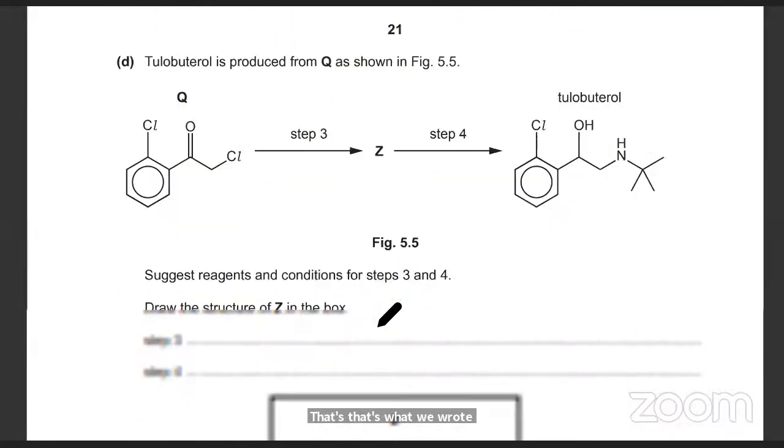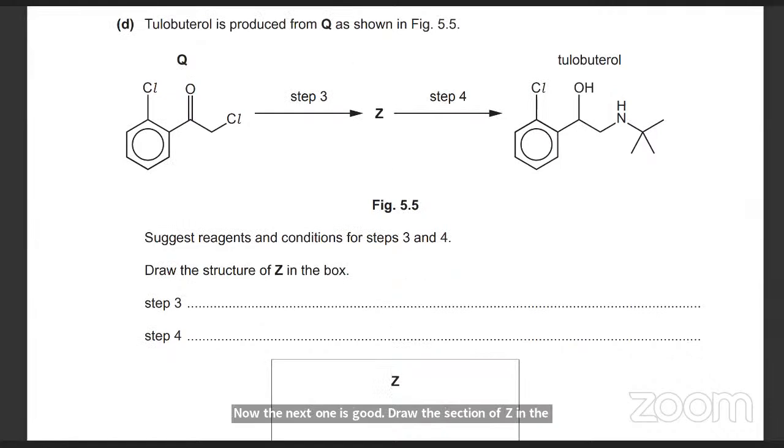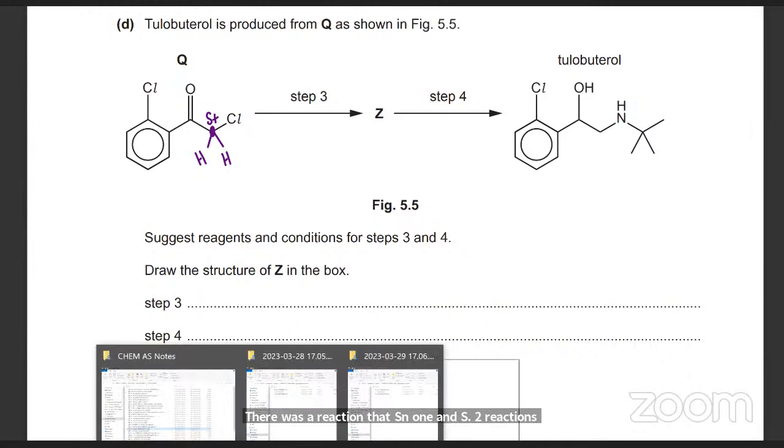Now, the next one is, okay, draw the structure of Z in the box. So you've got this thing and you have to make this thing. Now, in between, what you have is, this is a halogenoalkane. Like it's a carbon chain with 2 H's. The carbon chain tends to be positive, so it's a halogenoalkane, right? And what you want is you want the Cl to be replaced by NH. That's what you want over here. So this is nucleophilic substitution. There was a reaction that SN1 and SN2 reactions in AS. Chart khol lete hain.